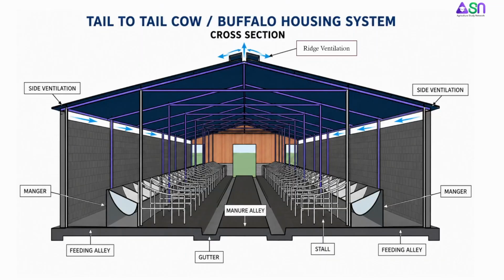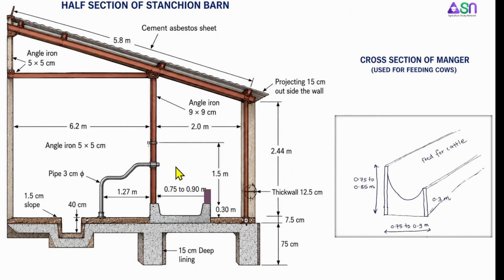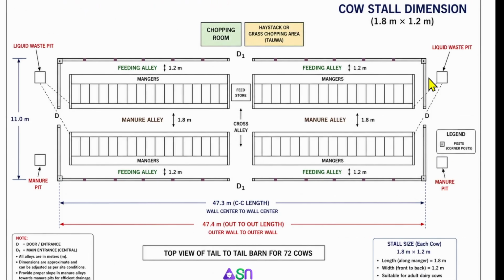This is the cross section of the width of the tail-to-tail housing. Here we can see a simple design which includes the manure or milk handling alley, gutter, stalls, feeding alley, manger and ventilation systems. And this is the half section of the stanchion barn, which is half of the width cross section. The picture on the right is the design of the manger for feeding the cattle. This is the top view or plan of the face-out type stanchion barn, which is designed for 72 cows.